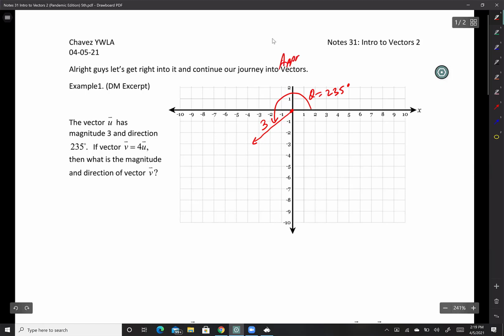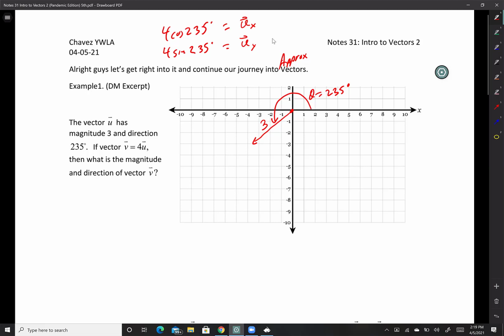If I wanted the exact, I would go 3 cosine 235, which is going to be some decimal, and 3 sine 235, which is going to be some decimal. This will give me the x coordinate of u, and this will give me the y coordinate of the vector. So they would both be negative, and it would be somewhere there. That 3 is just the magnitude, and there it is.